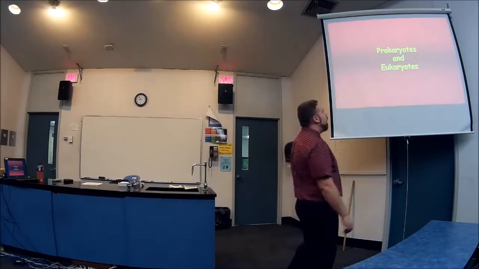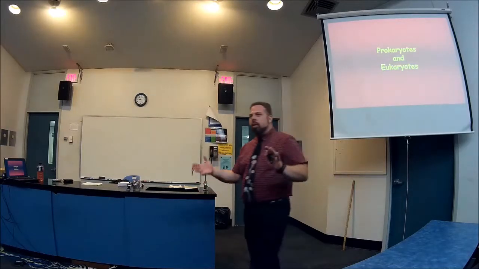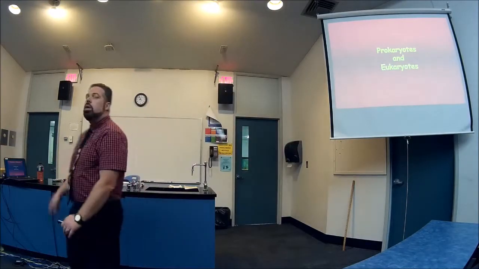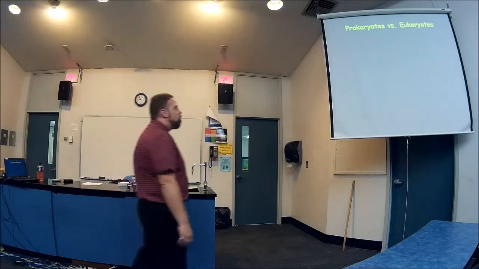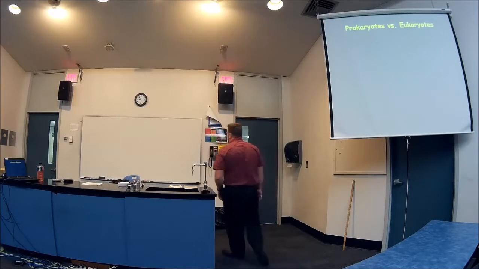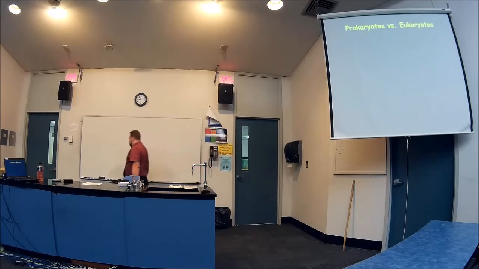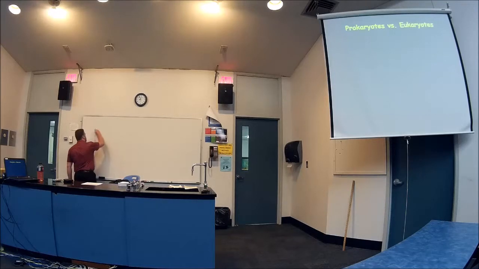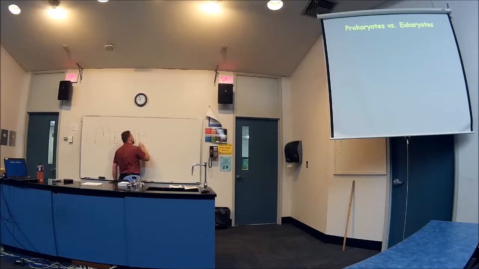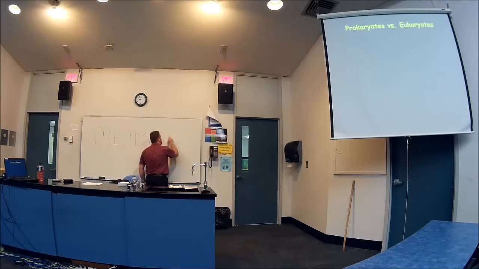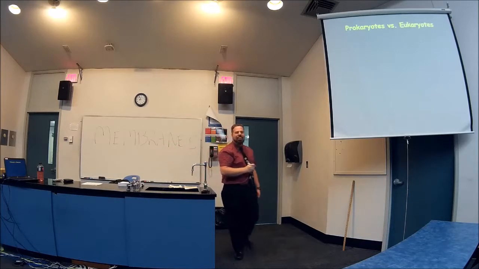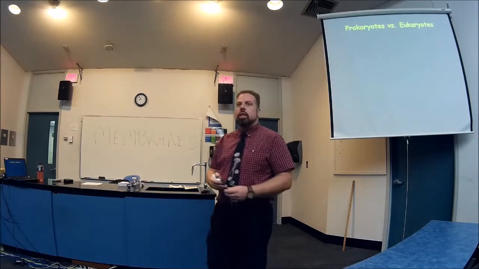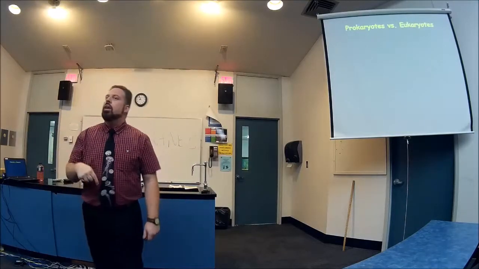All right, so the anatomy of the cell. So prokaryotes versus eukaryotes. All right? Prokaryotes versus eukaryotes. And the big, big, big difference is this. Can everybody see that in the back? Okay. That's the big difference. Now, they all have cell membranes. I'm not lying about that, but it's inside.